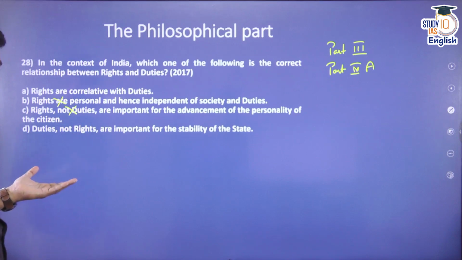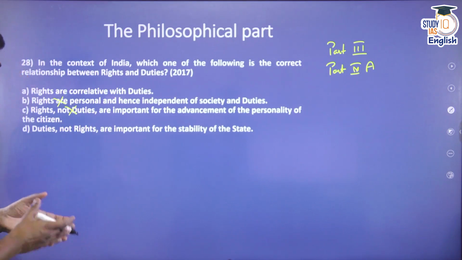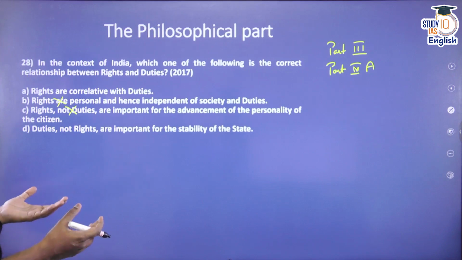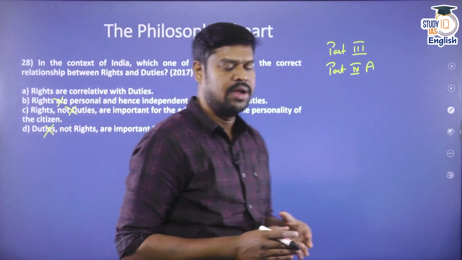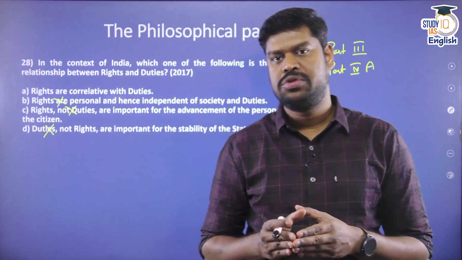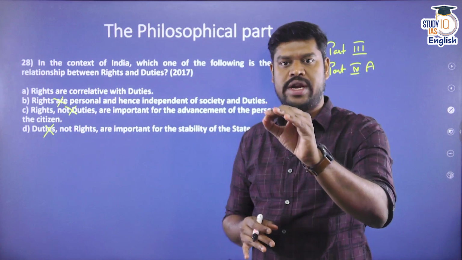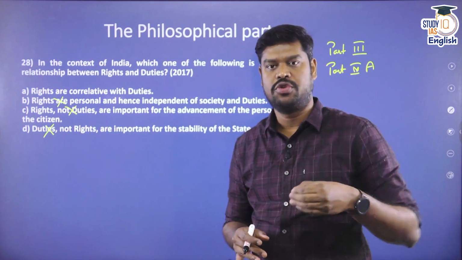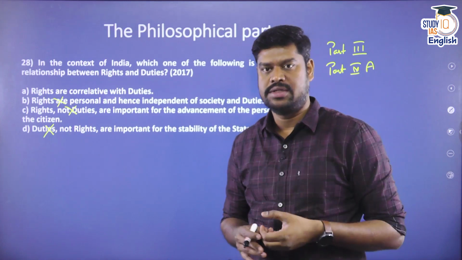Duties, not rights, are important for the stability of the state. Again, there is no such interpretation anywhere in the Constitution that the rights are more important for the stability of the state. So again, you can eliminate this particular statement. This is also an approach that you will have to follow in the examination. If you are not able to identify the right answer, go for the elimination approach. That's a reverse process that you have to follow. The elimination approach could help you in coming to the right answer.